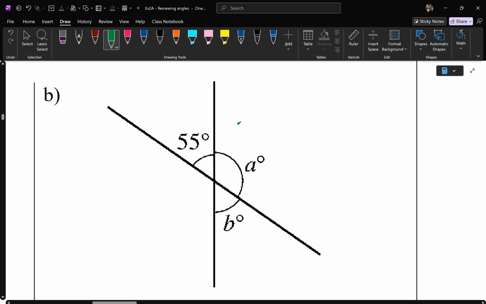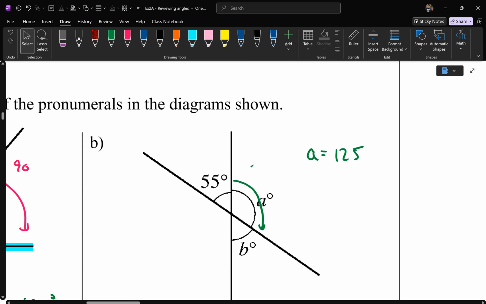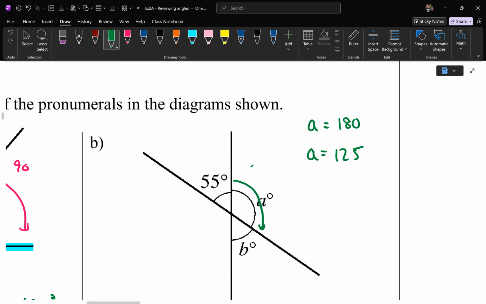Very good. So William's answering part B over here. He's saying A is equal to 125. And what did you do in between to get there? 180 minus 55. Good. A equals 180 minus 55. So we knew that 55 plus A. So 55. You guys are following here. So from here to here is 55 plus this one.